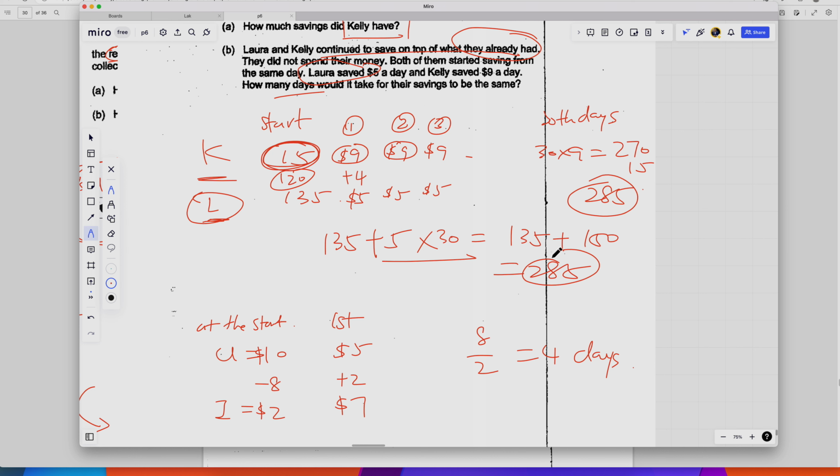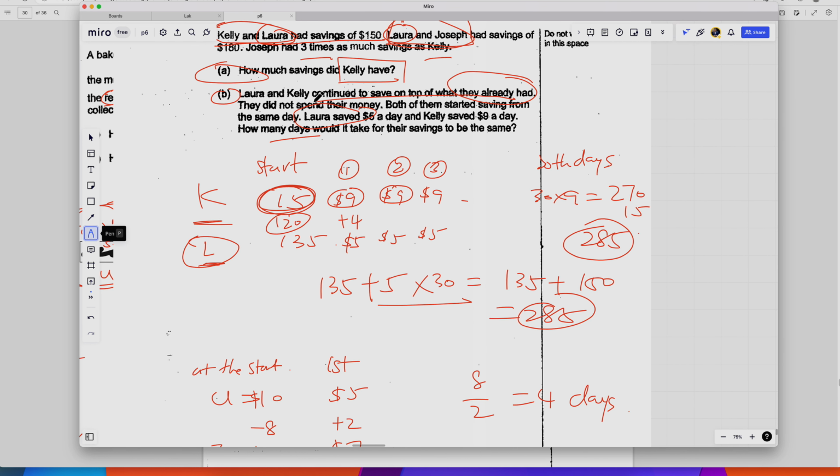But of course, if you don't know how to do B, you must know how to do A. Did you get A correct? No? You did not put U here. If you put U here, this will be 150 minus U instead of this. If you put U here, this will be 180 minus U.